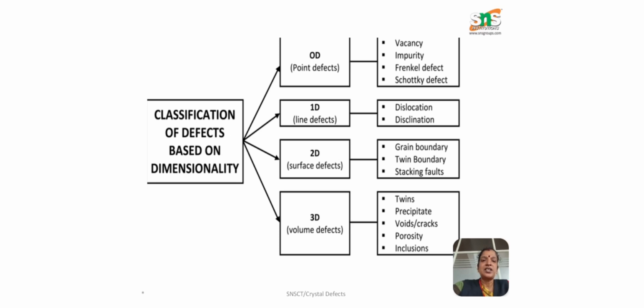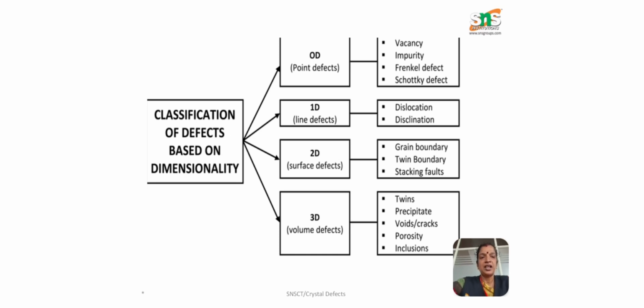These crystal defects can be classified based on the dimensionality. So here we have 0 dimension as point defects, 1 dimension as line defects, 2 dimension as surface defects, and 3 dimension as volume defects. In 0 dimensional defects we can see vacancies, impurity, Frenkel defect, and Schottky defect. In 1 dimensional defects we can see dislocations and disclinations, and in 2 dimensional defects we can see grain boundaries, twin boundaries, and stacking faults. In 3 dimensional, twins, precipitates, voids, porosity, and inclusions.